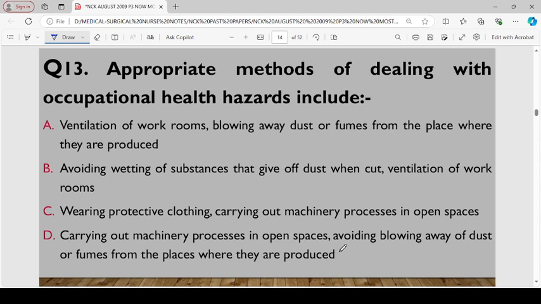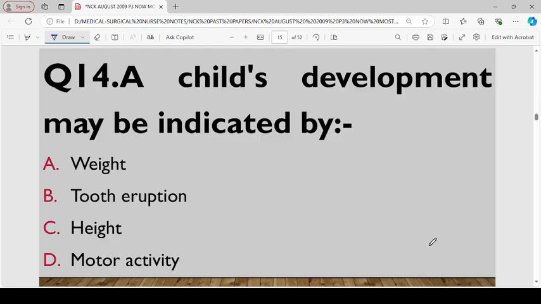13. Appropriate methods of dealing with occupational hazards include, all right, so we have ventilation of workrooms. That one, it's okay. Blowing dust away, this is ineffective and not recommended, all right? So this makes this option wrong. Avoiding wetting substances that give off dust, it's not possible, not practical, all right? Wearing protective clothes, carrying out machine in open space. All right, this one sounds like the best answer. We can keep it for consideration. D, carrying out machinery in open and avoiding blowing. This avoiding makes it ineffective. So option C is the best answer here.